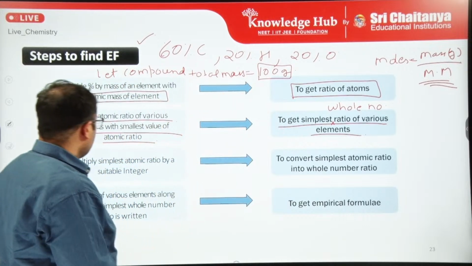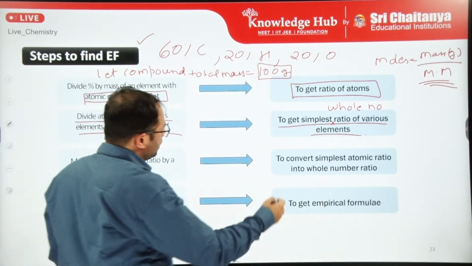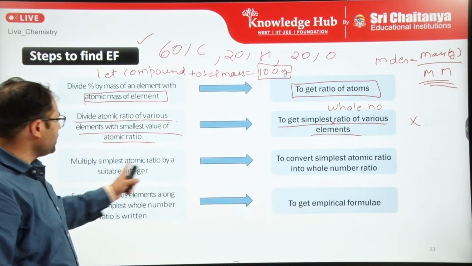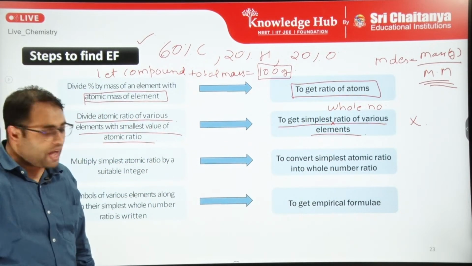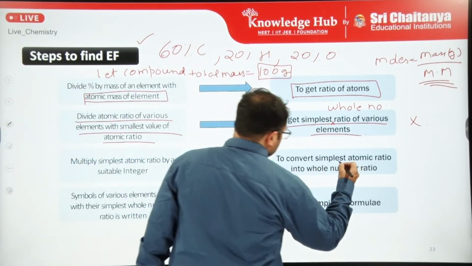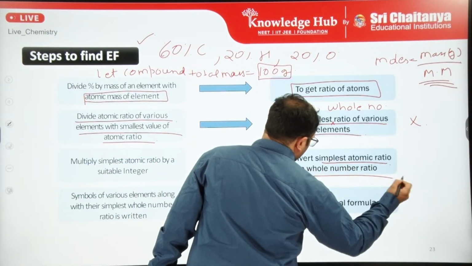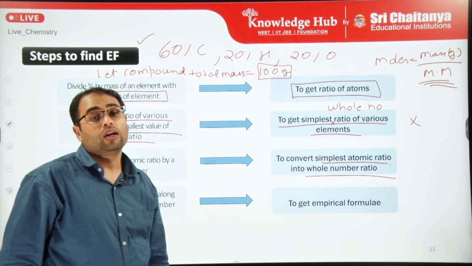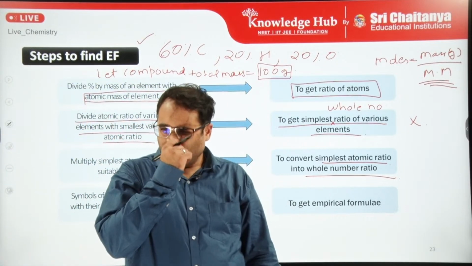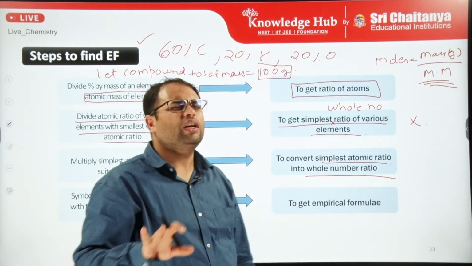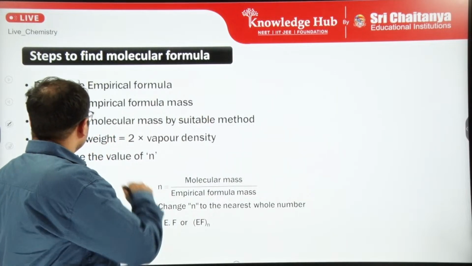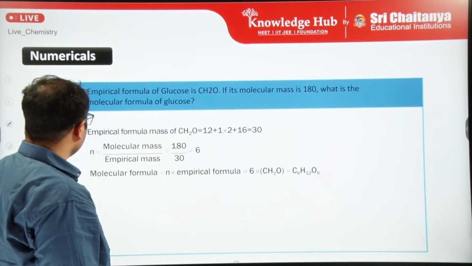And finally, multiply. If you still do not get a whole number ratio, then you do the next step: multiply the simplest atomic ratio by a suitable integer to convert it to a whole number ratio, and that gives you the empirical formula. Confused? Don't worry, this confusion will be clear as we take up the question. Let me just take up the question first.